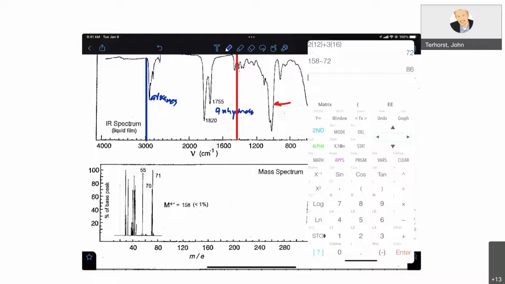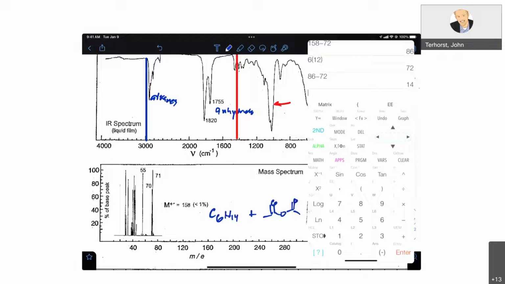What's left is 86, and 86 is basically C6, right? 6 carbons, and C6 is 72. So 86 minus 72 is 14. So if it's 158, that's like another 6 carbons, C6H14, plus our anhydride. Okay. So very ballpark figure here.